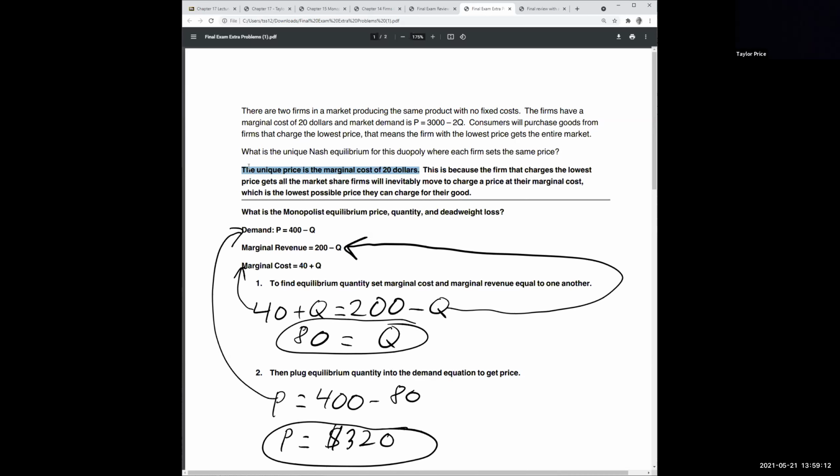Exactly. The reason that is the outcome is because, if they charged like $20.50, the other firm would be incentivized to charge slightly lower, and that would just continue until they couldn't charge a lower price. Okay, thank you.